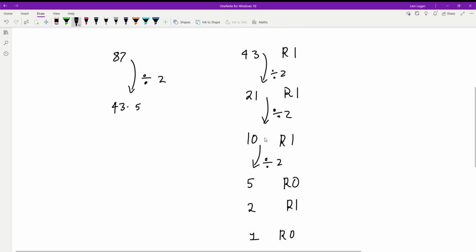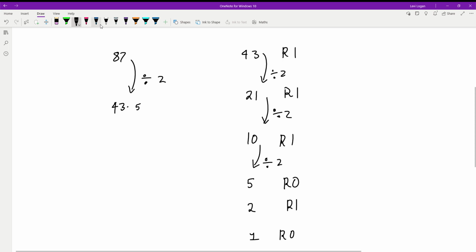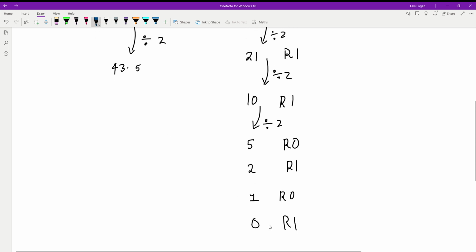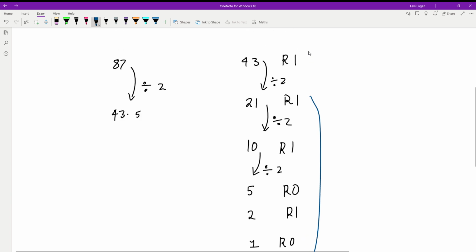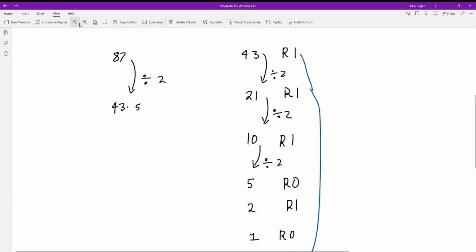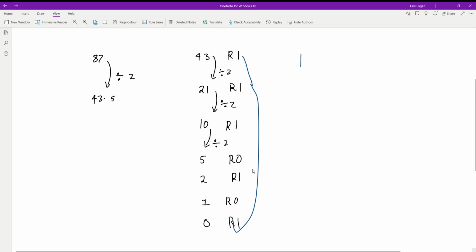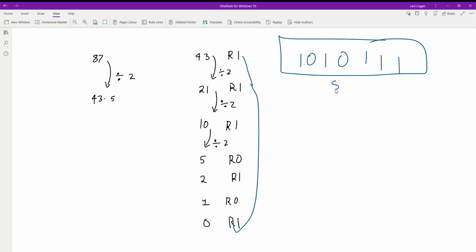Now all these remainders actually make up our binary number. What we're going to do is write out all of them from the bottom up. At the bottom we have 1, then 0, 0, then 1, then 0, then 1, 1, 1. And this is the binary number of 87.